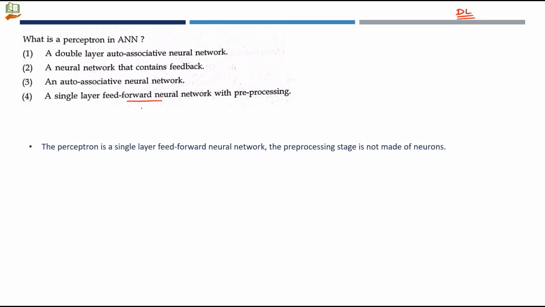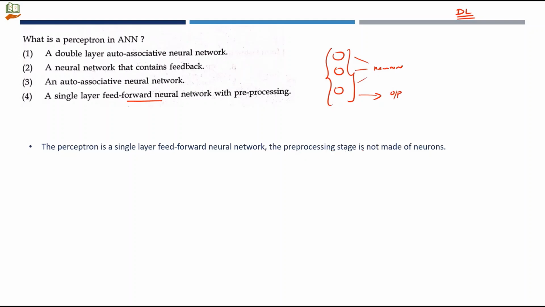What is actually the single layer? The single layer is nothing but a set of neurons. This is a single layer. Feed forward means you will be moving from the input layer to the output layer. So this is feed forward, moving forward with the data.